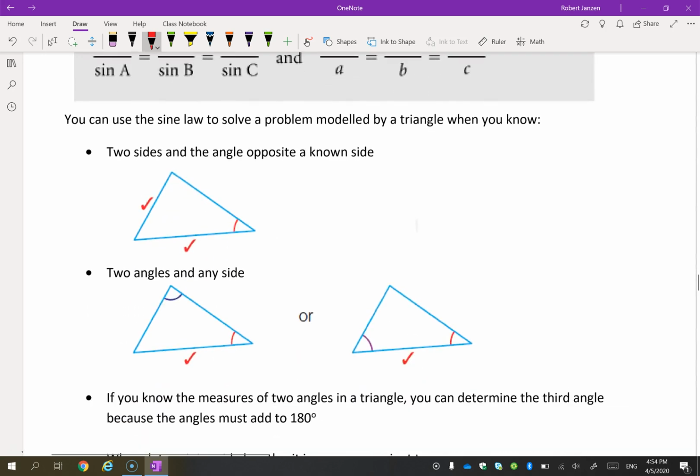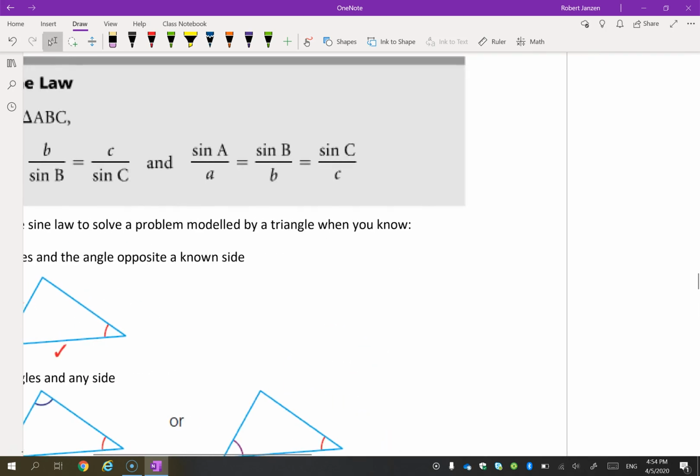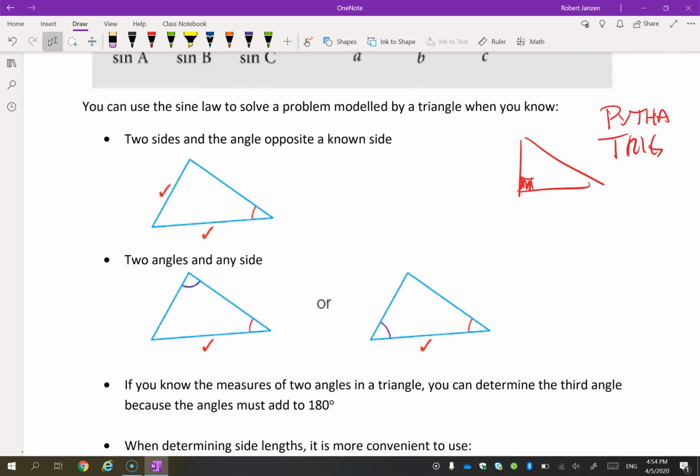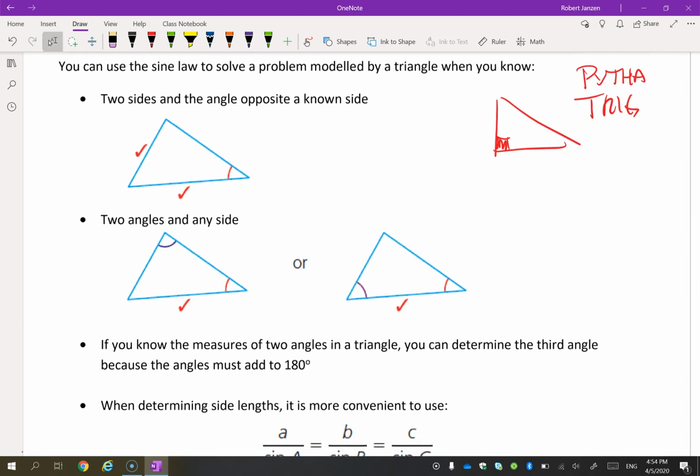When can we use the sine law? Well, first of all, if you have a right triangle, you should be using trig. You should be using Pythagoras. Always, if it's a right triangle. Sine law is when it's not a right triangle. And there's a few more conditions.